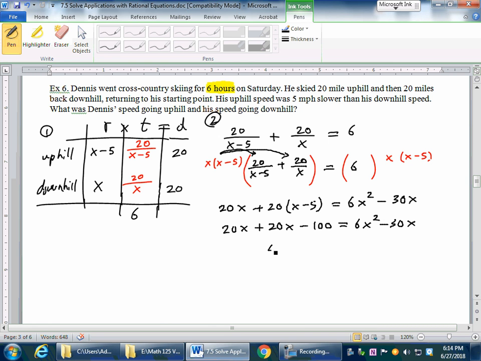Combining like terms on the left. Because we are solving a quadratic equation, now I'm going to move everything to one side, which is the right side. Subtract 40x on both sides, that becomes minus 70x. Add 100 on both sides, it will become plus 100. Now, we try to factor this, right? Solve by factoring. That's always our first step.